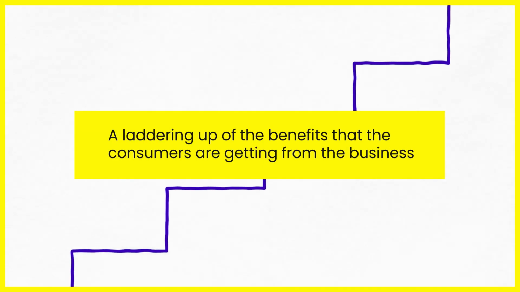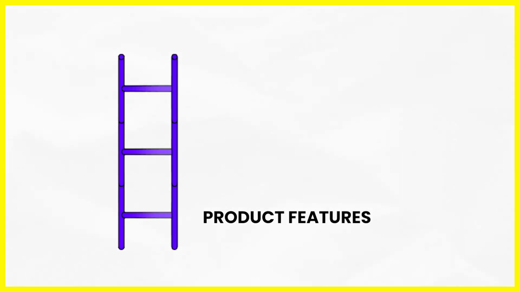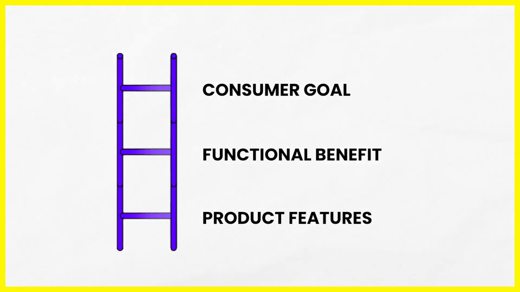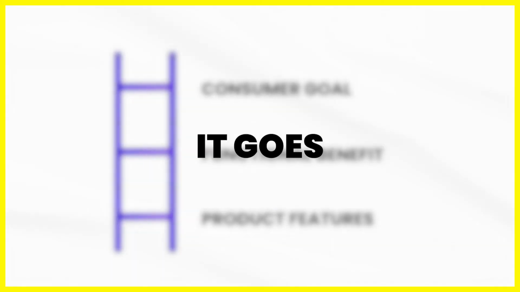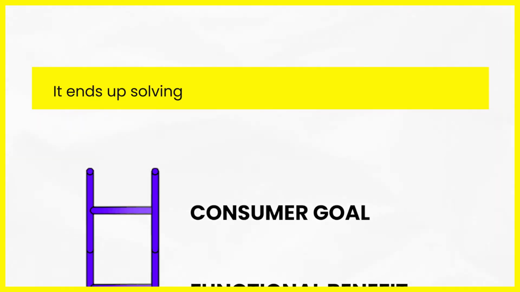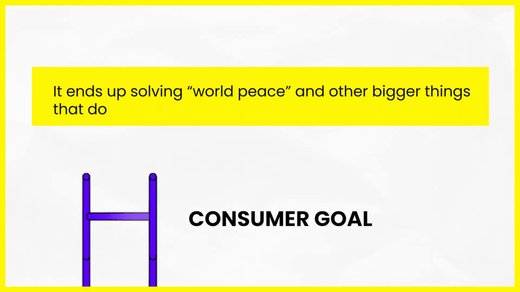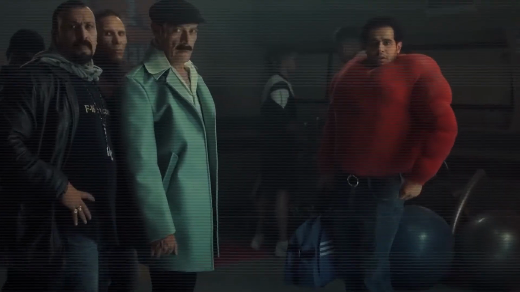The approach is straightforward, a laddering up of the benefits that the consumers are getting from the business, starting from superficial product features, leveling up to the functional benefits, and on the top rung of the ladder is the consumer goal. This is where the brand strategy lives. The problem I most often find in brand strategy is when it goes beyond the 3-step benefit ladder. It ends up solving world peace and other bigger things that do not relate with why consumers use the product.